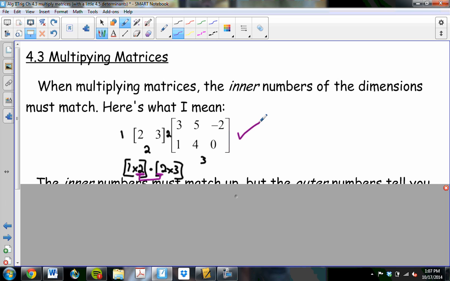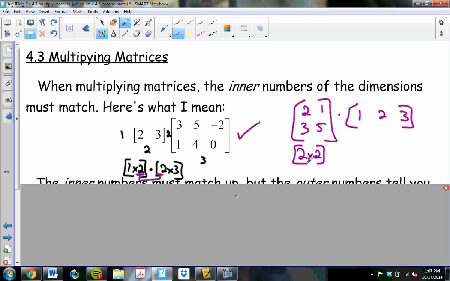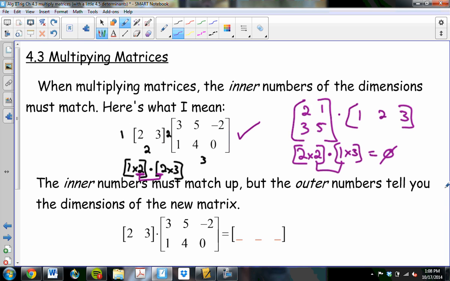If the inner two numbers don't match, you can't do it. So if I had this matrix here, which is a 2 by 2, and this is a 1 by 3, I cannot multiply these because a 2 by 2 doesn't have an inner match with a 1 by 3. That cannot be done because the inner numbers don't match up. When the inner numbers do match, the outer numbers tell you what the dimension of the new matrix will be.